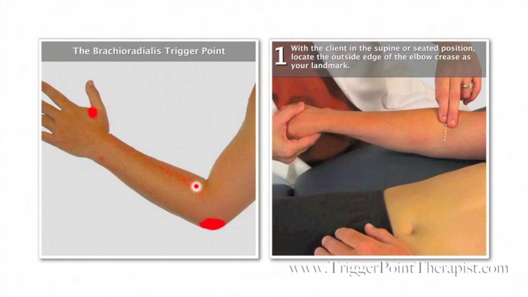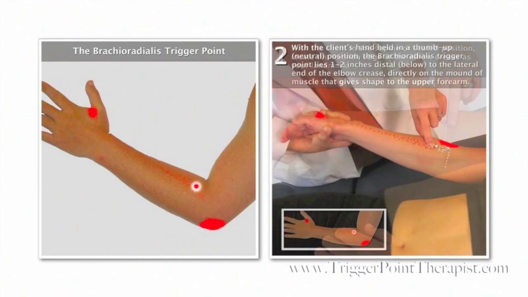To locate and release the brachioradialis trigger point, start with the client in the supine or seated position and locate the outside edge of the elbow crease, which you'll use as your landmark. With the client's hand held in a thumb up or neutral wrist position, the brachioradialis trigger point lies 1 to 2 inches distal or below the lateral end of the elbow crease, directly on the mound of muscle that gives shape to the upper forearm. This trigger point refers pain strongly to the lateral elbow and to the web of the thumb.